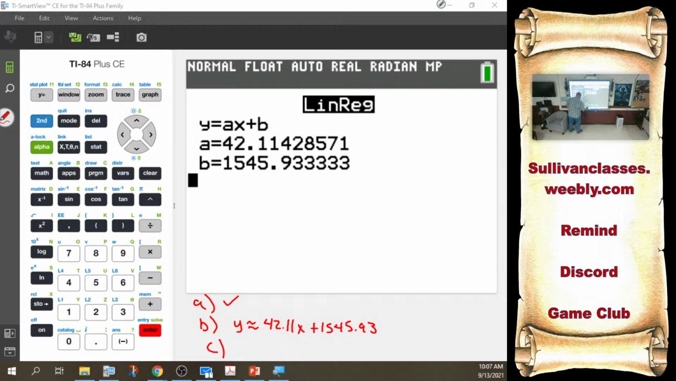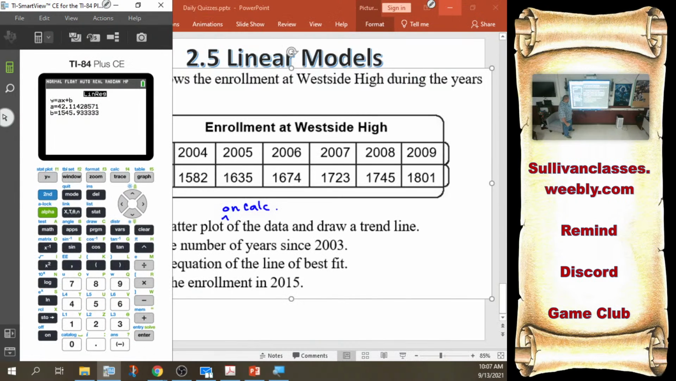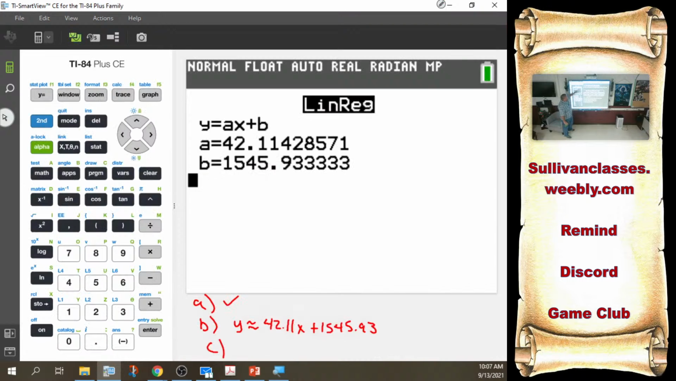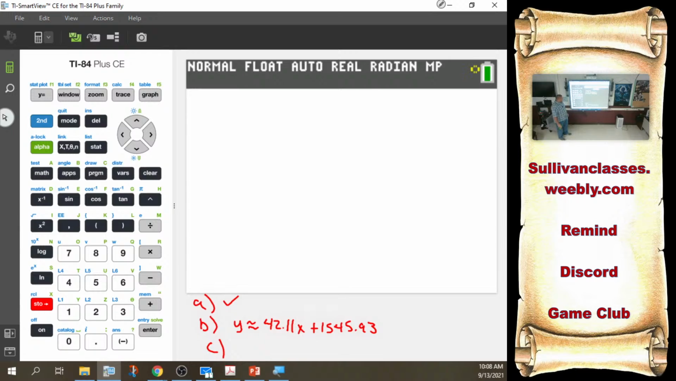Part C. Part C says, use your model to estimate the enrollment in 2015. How many years after 2003 is 2015? 12. Okay. So I can either take these numbers, I'm going to store them. Okay.